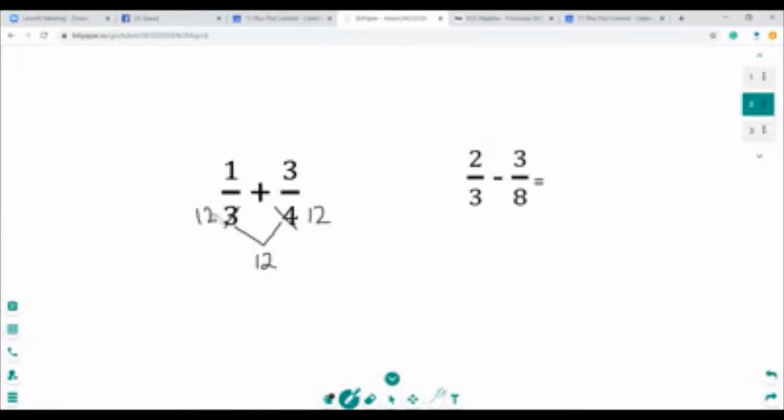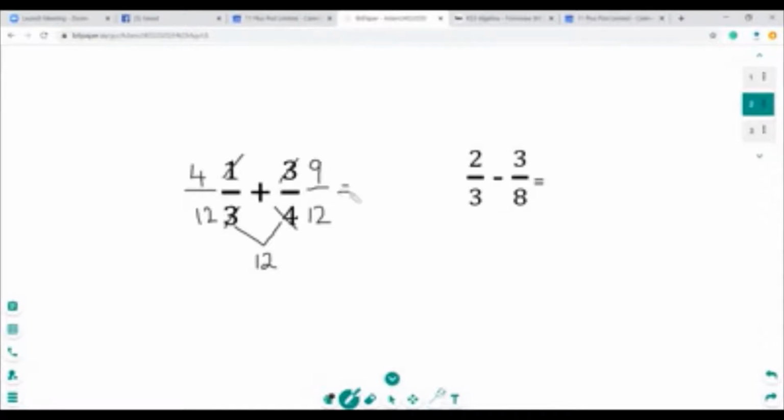Now, the rule in fractions is whatever we do to the bottom, we have to do to the top. So to go from 3 to 12, I times by 4. So I would do 1 times 4, which gives me 4. So 1/3 has become 4/12. And to go from 4 to 12, I times by 3. So I do 3 times 3, which gives me 9. And that 3/4 becomes 9/12. So we have 4/12 and 9/12.